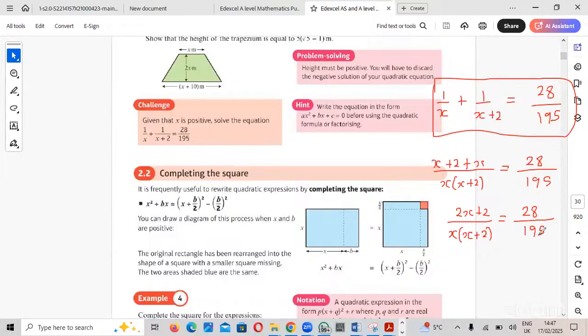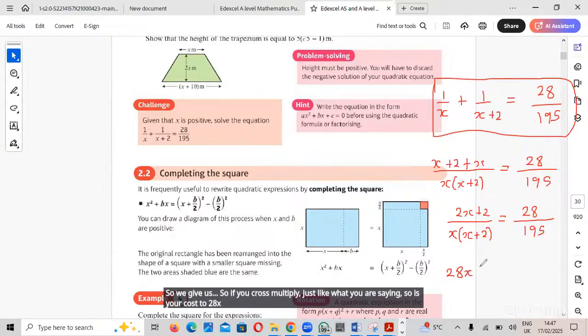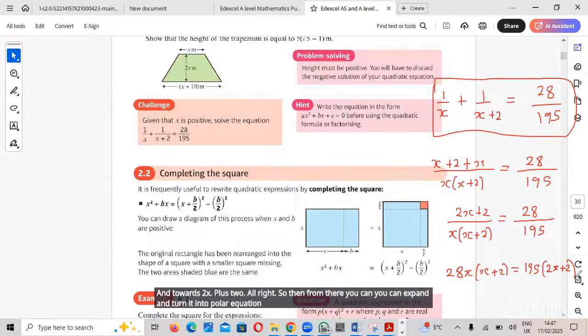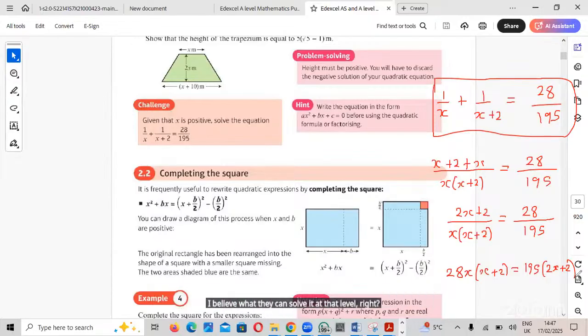So if we cross multiply, just like what you are saying, it equals 28 times x times (x plus 2), is equal to 195 times (2x plus 2). All right. So from there you can expand and turn it into a quadratic equation and solve it. Is that okay? I believe everybody can solve it at that level, right? Yes, sir. Please take note of two questions, the first one and this one. Okay, sir. Right, let's move on.